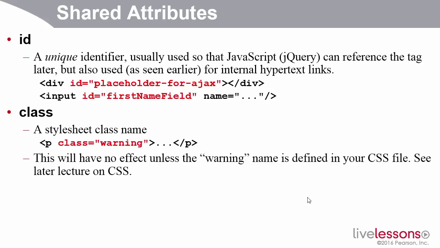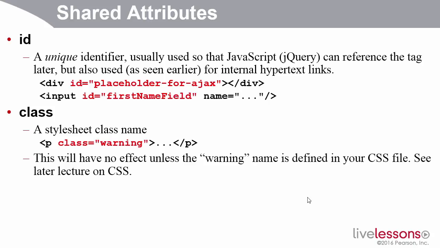Another really important attribute that's shared by the vast majority of HTML elements is class. Class refers to a style sheet name. Now, a style sheet name will have no effect unless you define it somehow in your page yourself. We'll see this in an upcoming lecture on CSS. It's not illegal to refer to a style sheet name that doesn't exist. Occasionally you do this in JavaScript just so you can find some groups of tags and operate on several tags at once, but more often it refers to an existing name.